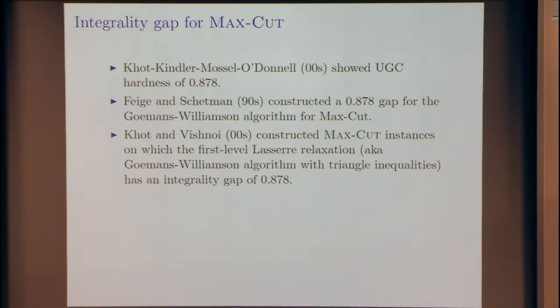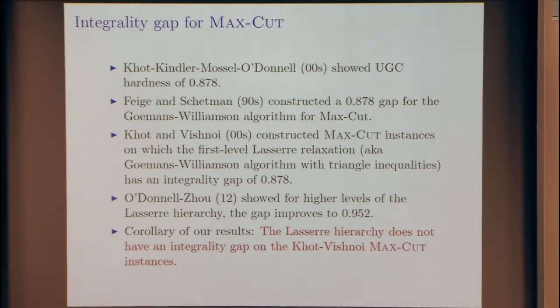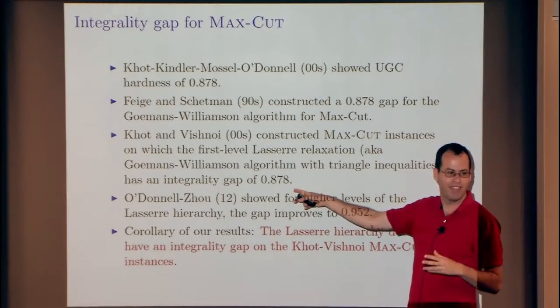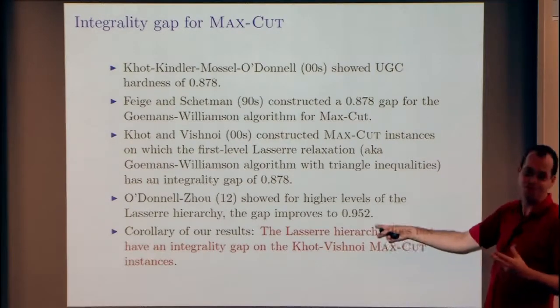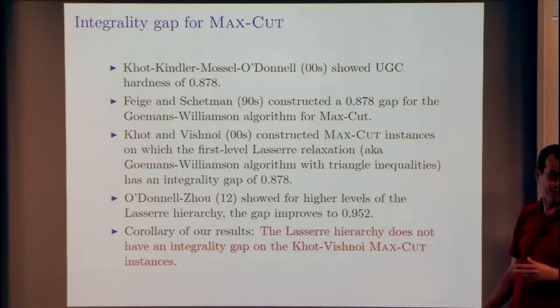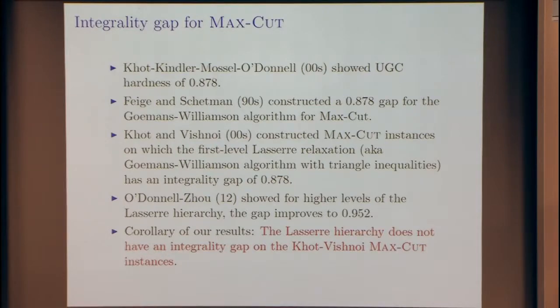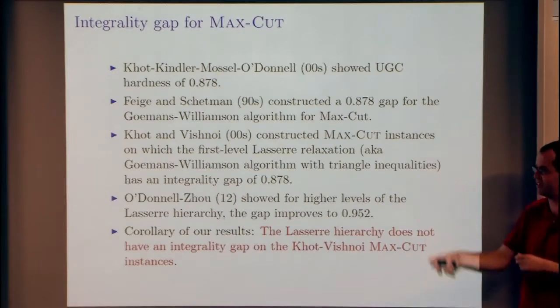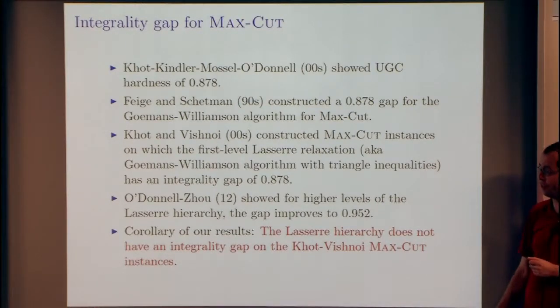Given these two examples, one may hope that you are able to construct examples that, like in Madhu's talk yesterday, survive linear rounds of the Lasserre hierarchy or something. This is not true, and this was already proved in the paper of O'Donnell and Zhou. They proved that the gap, instead of being as good or as bad as 0.878, goes up to 0.952 for the example that we used from Khot and Vishnoi. To some extent, this already shows that we are not getting this kind of picture, at least from the Khot and Vishnoi construction.